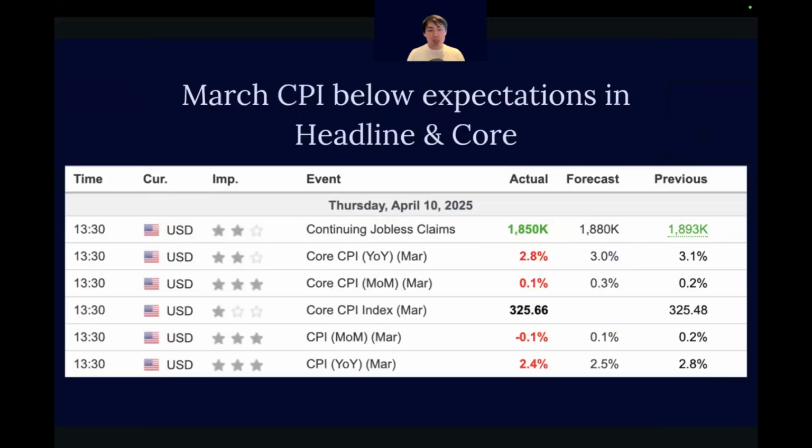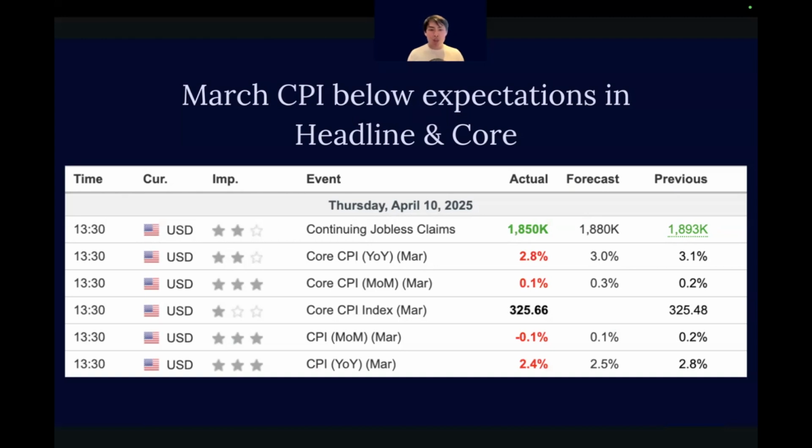CPI came in below expectations in the headline call. So I used quantitative modeling for this. My expectation was that core CPI was going to be weaker than expected, and headline CPI was going to be higher than expected. The reason is essentially that hourly earnings really cooled in March from the non-farm payrolls, so it wasn't going to be as hot as before.